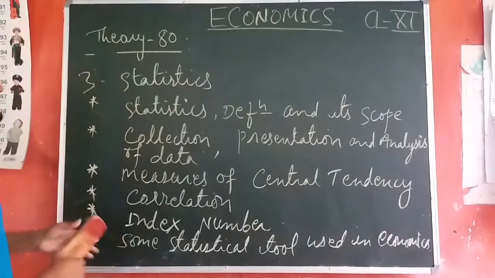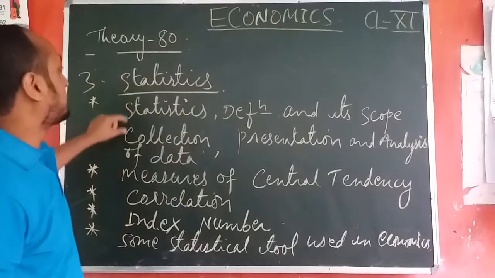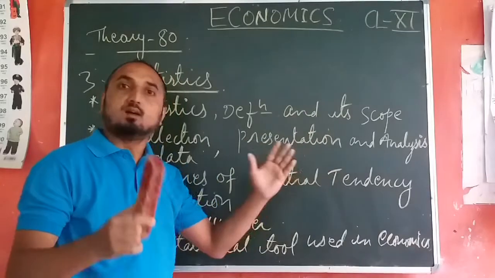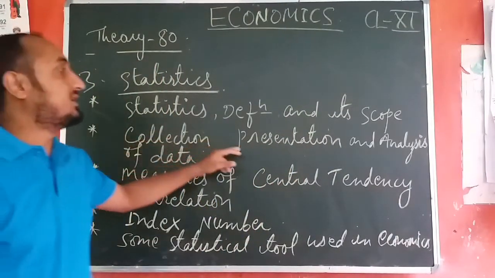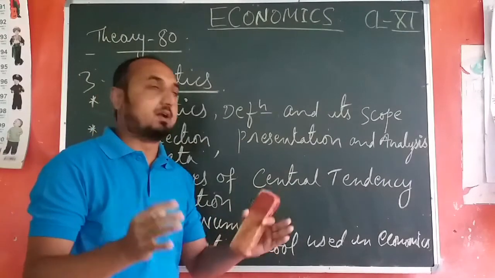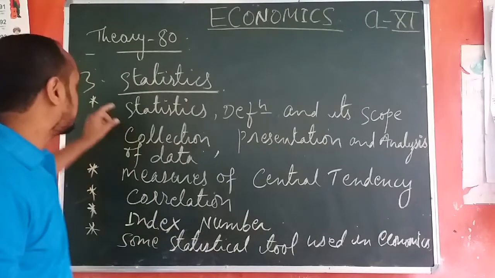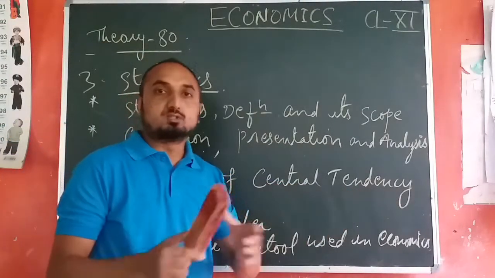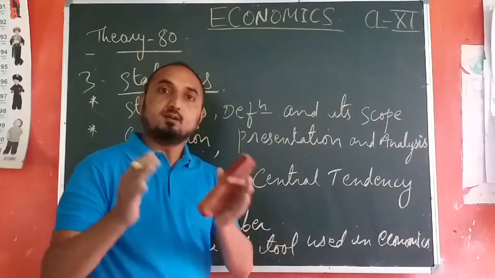Third portion covers statistics. Okay, so in this portion we have to study the definition of statistics, its scope and limitations. And the next one we have collection, presentation and analysis of data. So these all are the parts of statistics. The next thing we have to study in statistics is measures of central tendency. So these measures of central tendency include mean, median and mode.